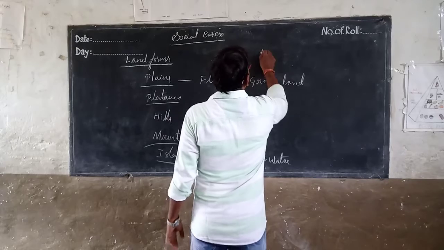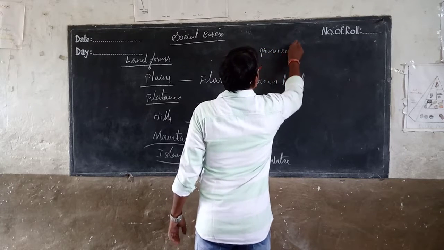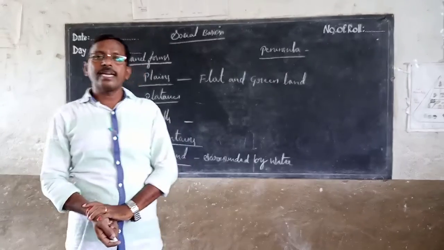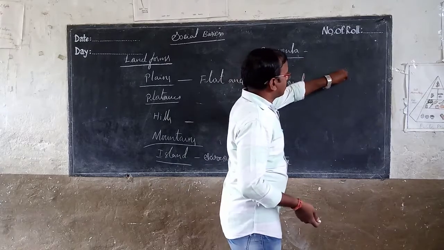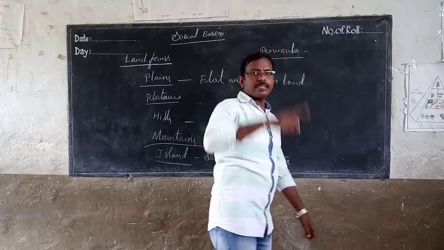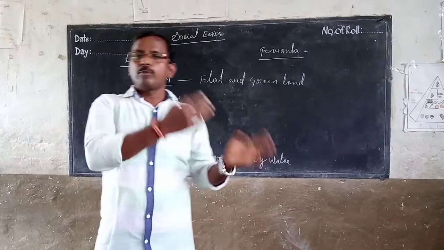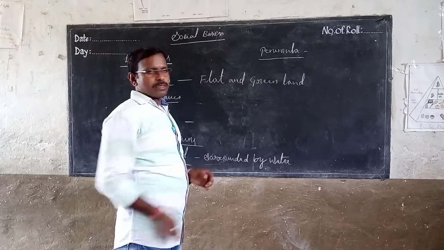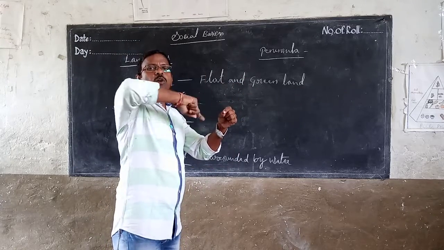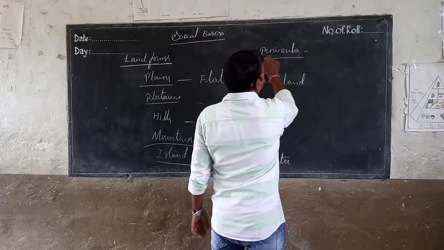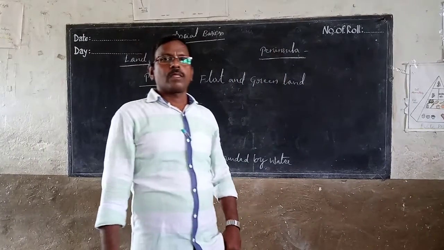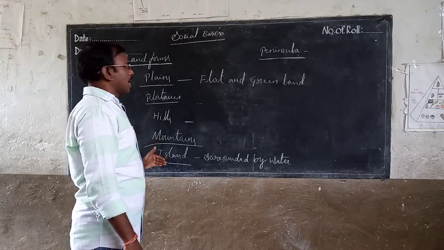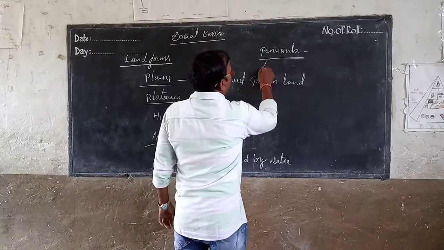Next, peninsula. The land which is surrounded on three sides by water, with one side land. Example, see India: East is the Bay of Bengal, West is the Arabian Sea, South is the Indian Ocean, and to the north there are the Himalayas. So the land which is surrounded on three sides by water is known as a peninsula.